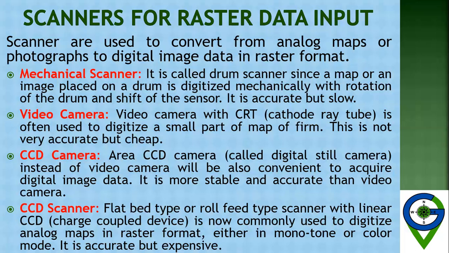Then CCD scanners. There are flatbed type or roll feed type scanners with linear CCD, that is charge coupled device, now commonly used to digitize analog maps in raster format, either in monotone or color tone. It is accurate but expensive. So the selection of scanner also depends upon how much accuracy you want and how much money you can spend on the scanning technique.